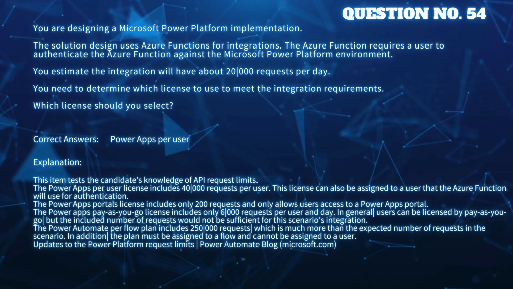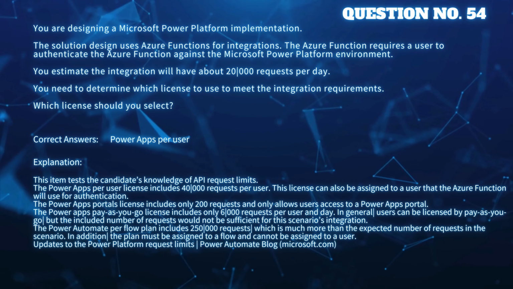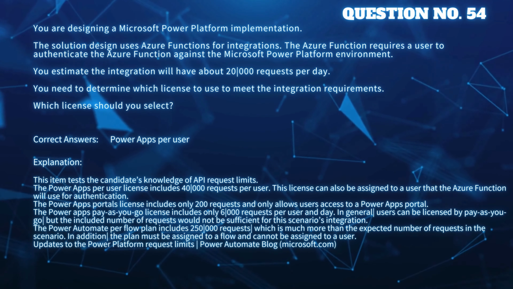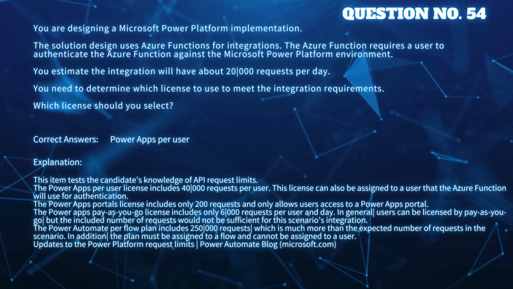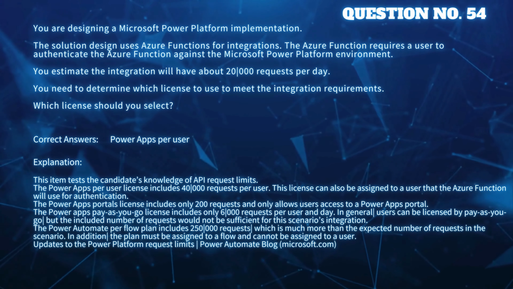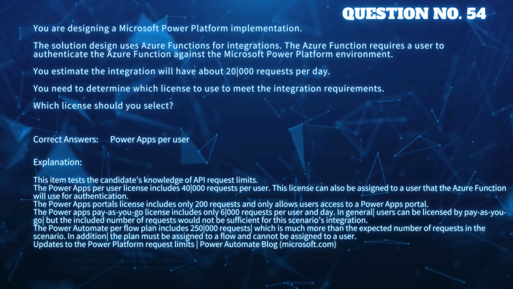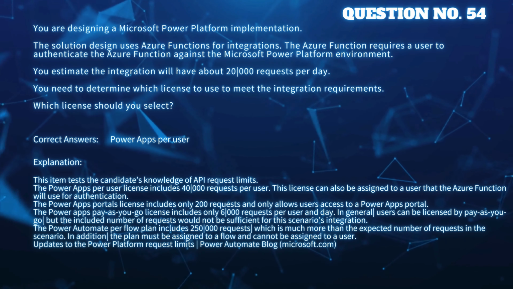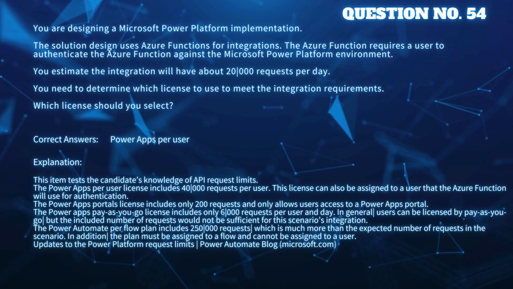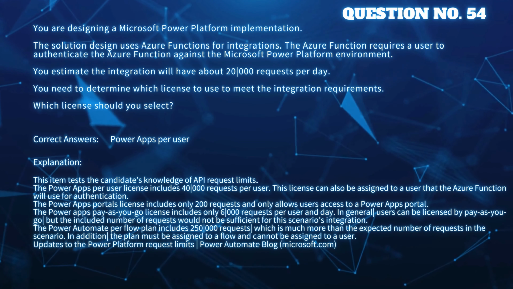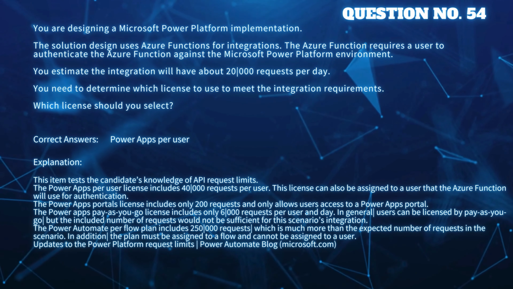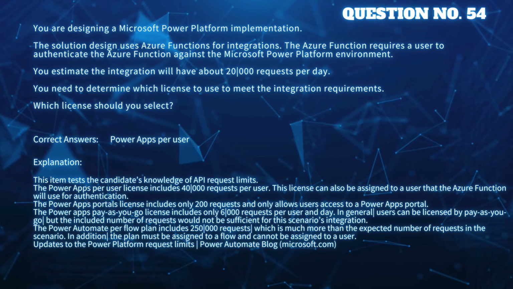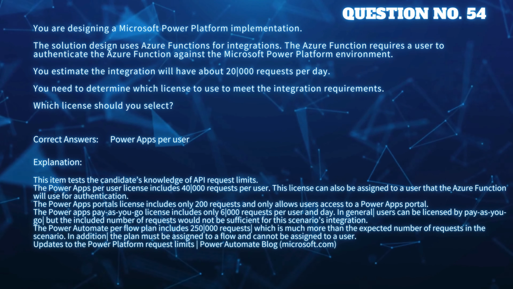Correct answer: Power Apps per user. Explanation: this item tests the candidate's knowledge of API request limits. The Power Apps per user license includes 40,000 requests per user. This license can also be assigned to a user that the Azure function will use for authentication. The Power Apps Portals license includes only 200 requests and only allows users access to a Power Apps portal. The Power Apps Pay-as-you-go license includes only 6,000 requests per user per day.